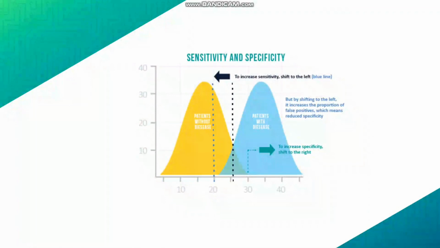So, we should decide when and where to increase specificity and sensitivity. By shifting to the left, it increases the proportion of false positives, which means reduced specificity. To increase specificity, we will have to move right on this graph. This is the specificity and sensitivity trade-off. You should decide when to increase specificity and when to increase sensitivity according to your problem.